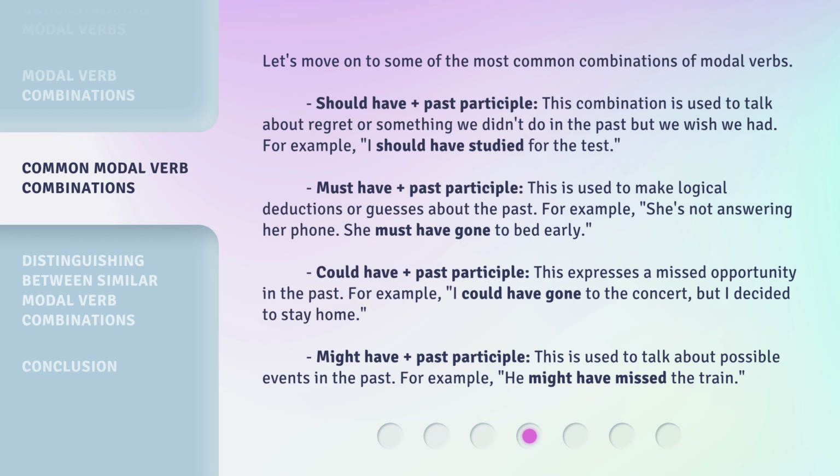Must have plus past participle. This is used to make logical deductions or guesses about the past. For example, she's not answering her phone. She must have gone to bed early.